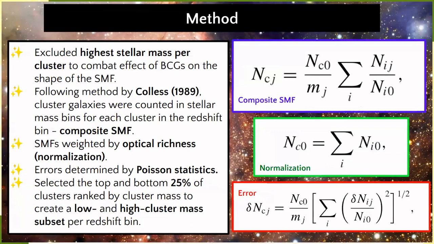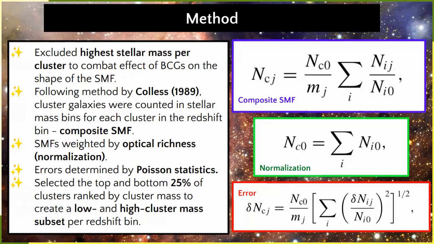Following a popular method by Coles 1989, cluster galaxies that satisfied all of the previously mentioned conditions were counted into stellar mass bins for each cluster in each respective redshift bin. And that basically gives us a composite stellar mass function.